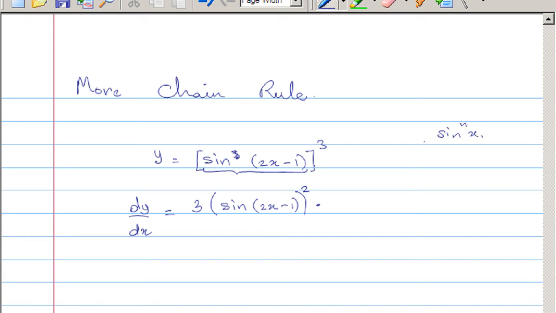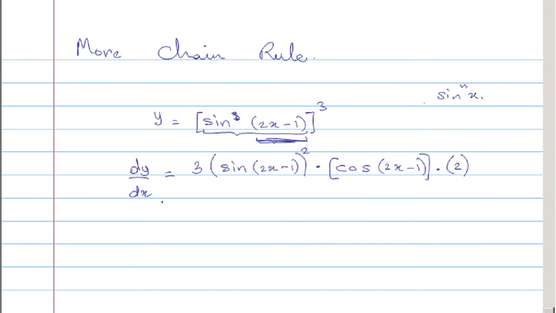Now the derivative of sine of 2x minus 1: the derivative of sine is cos, so I get cos of 2x minus 1. The derivative of sine x is cos x, so the derivative of sine of some function will be the cos of that function. But I have to multiply that again by the derivative of that function. So I put a bracket around it and take the derivative of this part. The derivative of 2x minus 1 is 2. So I could rewrite this as 6 times sine squared of 2x minus 1 times cos of 2x minus 1.